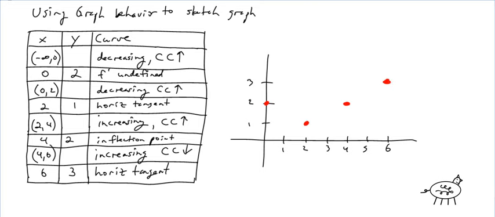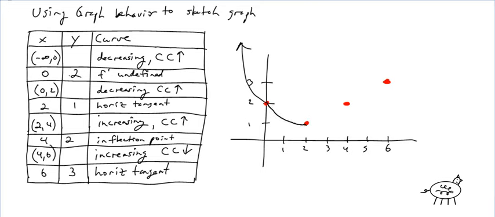Between negative infinity and 0, it's decreasing and it's concave up. So that means it's coming down, but remember, it's easy. Think of concave up. It's like a cup, right? So it's concave up, so it's going to look something like this. Okay, and that's going to continue on like that. And then between 0 and 2, it's still decreasing, and it's still concave up. All right, so it's going to be like this.